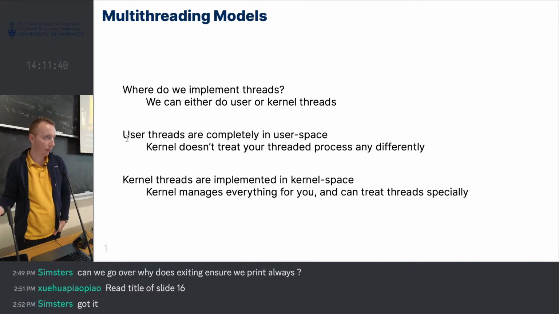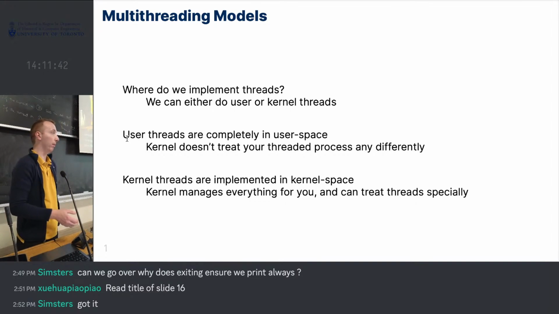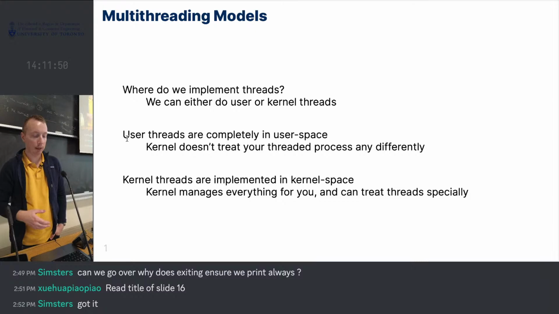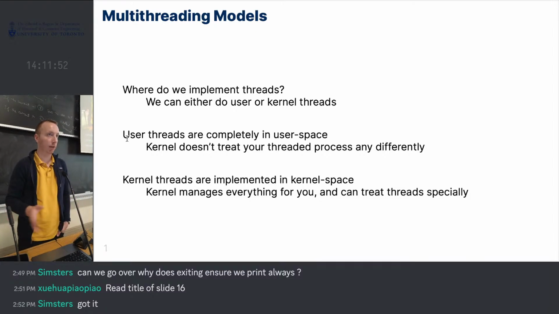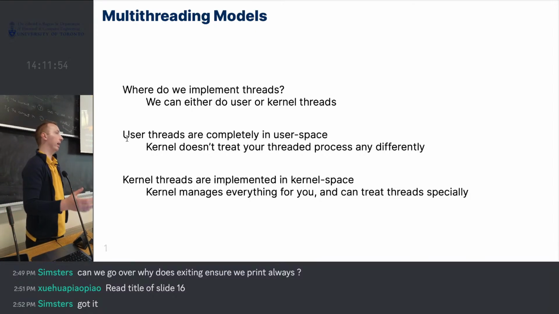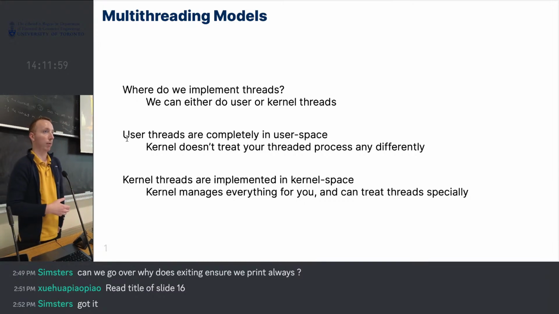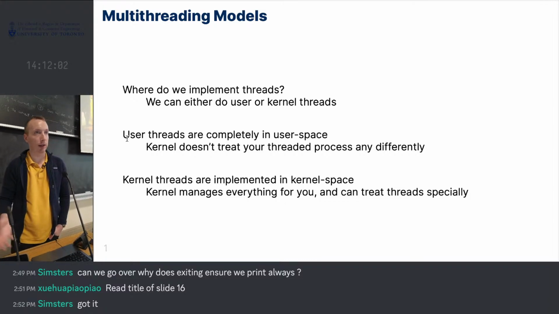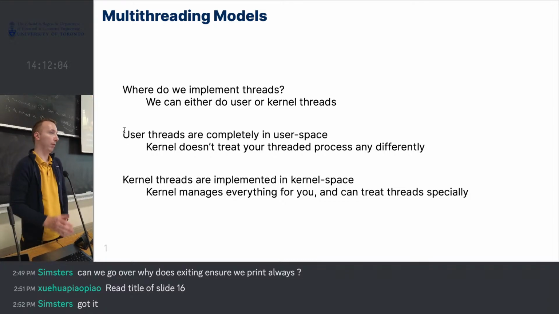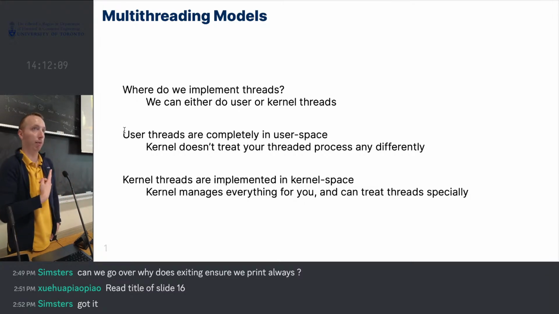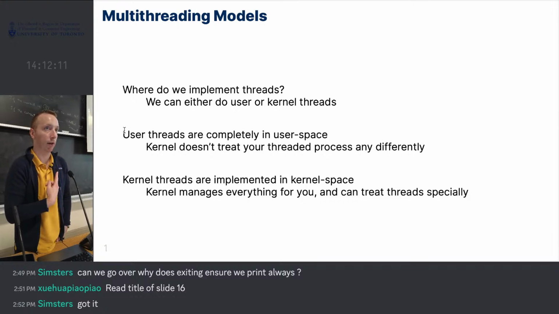The alternative is to have kernel threads that are implemented in kernel space. The kernel actually knows about the threads, so you would have to do a system call to create them. After that, the kernel manages all the resources for you, and it can schedule threads separately because it knows about them. So it could run two threads in parallel. While if you just have user threads, you can't do anything in parallel because your process will only have a single main thread, and that is all the kernel is concerned about. It will only execute one thing at a time.